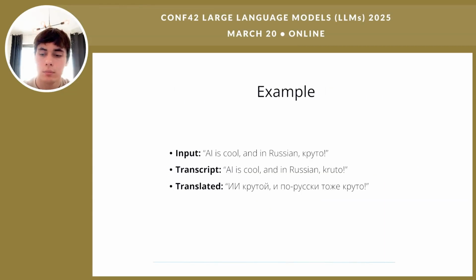Let's look at an example. The input is "AI school and in Russian kruto." Here you can see that we have both English and Russian words. In the transcript, we will have "AI school and in Russian kruto," which is all in English letters. Then we translate it into Russian and get "ИИ круто." This example highlights how fine-tuning the prompts ensures that GPT-4o preserves not just the meaning, but also the tone and style of the original message. In this case, it ensures that the use of "cool" and "kruto" fits naturally within the context and keeps the conversational tone intact in the translation.